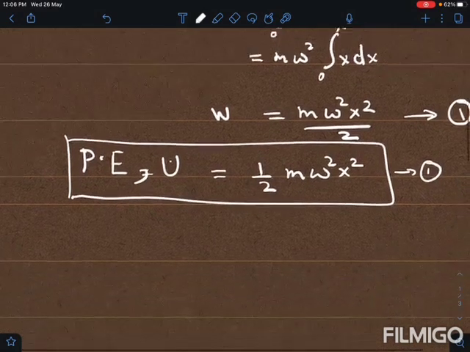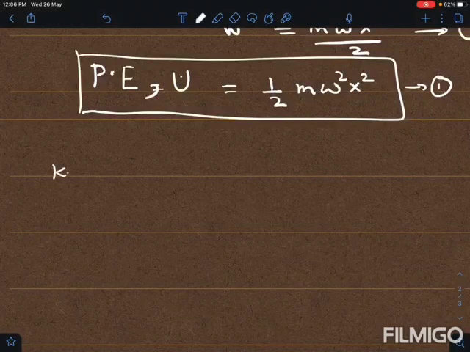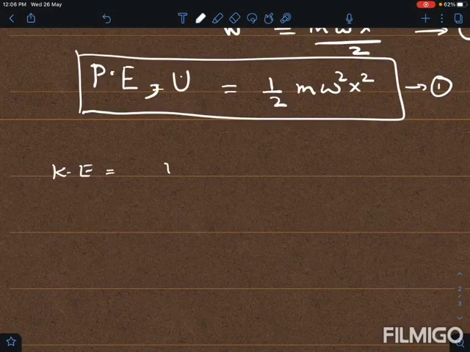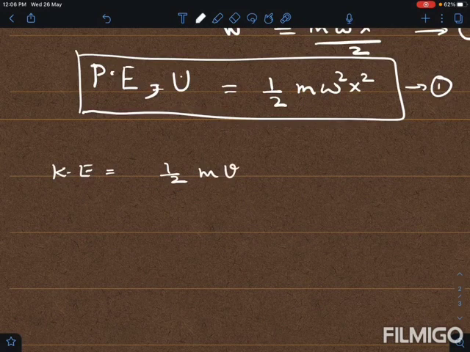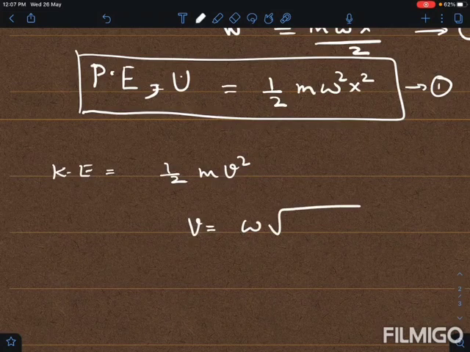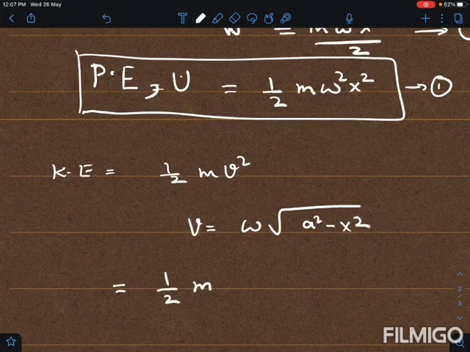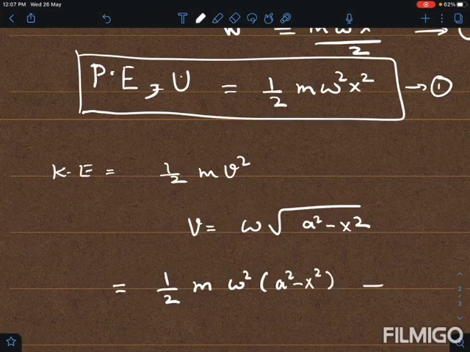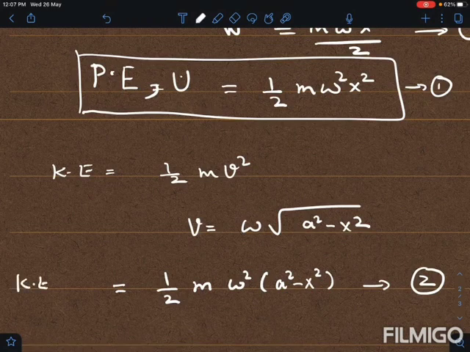Now coming to the kinetic energy. Kinetic energy is equal to half m v square. And as we learned earlier, v is equal to omega into root of a square minus x square. Substituting, we have half m v square, so you have omega square into A square minus x square. That's my equation number 2. Kinetic energy is usually represented as capital T.